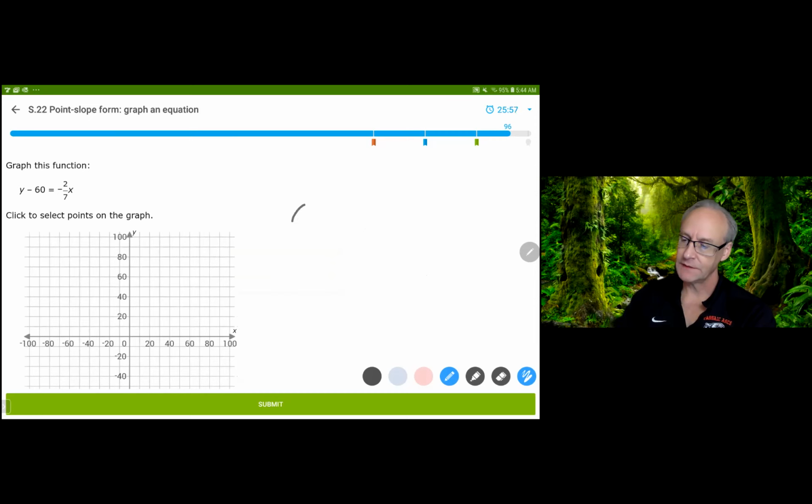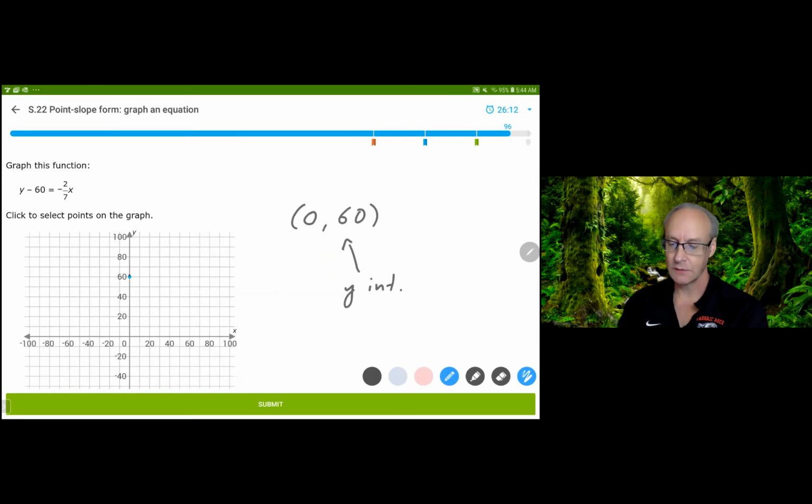My x value that I need to zero it is 0, and then I need a 60 for y. 0, 60 is a y-intercept, isn't it? This is a y-intercept at 0, 60. And I want to go down. The slope is -20/70, or -2/7, same thing. Down 20/70, which is right there, I believe.